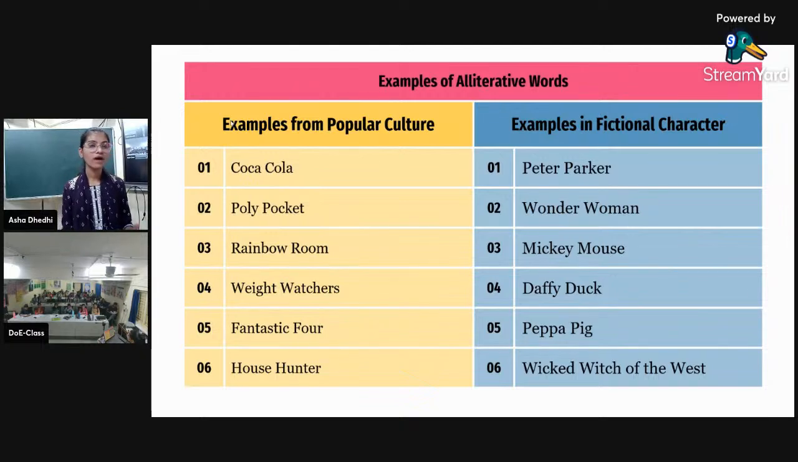Now the examples of alliterative words can be from popular words, and also from certain fictional characters whose names are alliterative. So Peter Parker is one character. Wonder Woman, Mickey Mouse, that you all have seen, Daffy Duck, Peppa Pig, which is also a cartoon, Wicked Witch of the West. These are some of the famous fictional characters who have used alliteration within their names. Then examples from popular culture, like Coca-Cola, Polly Pocket. Polly Pocket is a company producing dolls. Rainbow Room, then Weight Watchers, Fantastic Four, House Hunters.